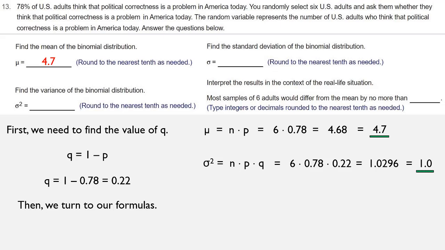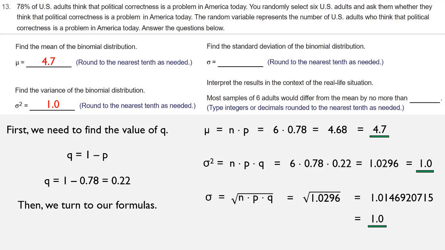That's our variance. For the standard deviation, we take the square root of the variance, and the variance is 1.0296, right? We don't use the rounded value. We always use the most accurate value possible. We don't want to propagate our error. So if we take the square root of this, we get 1.0146920715, rounded to 1 decimal place, we get 1.0. So that's our standard deviation.